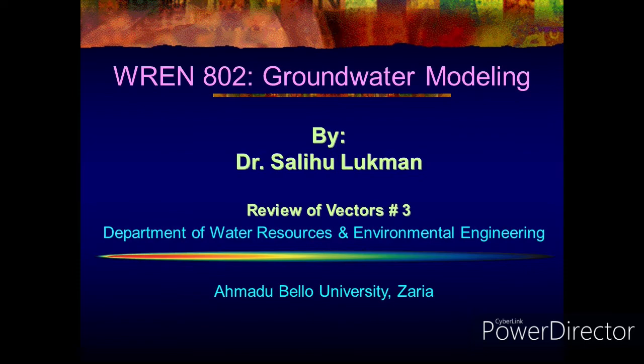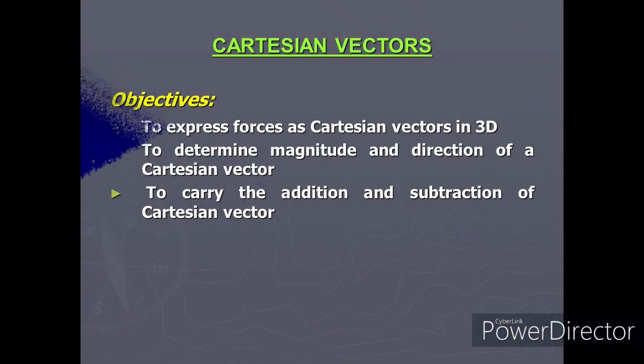But then we have already introduced the Cartesian vectors, I suppose, isn't it? But those ones were in 2D, okay? So here we'll express the forces in Cartesian vectors in 3D, which is just addition of another term for the z-axis. And then we'll determine the magnitude and direction of a Cartesian vector in 3D. We did the same thing for 2D, and then carry out some addition and subtraction of Cartesian vectors.